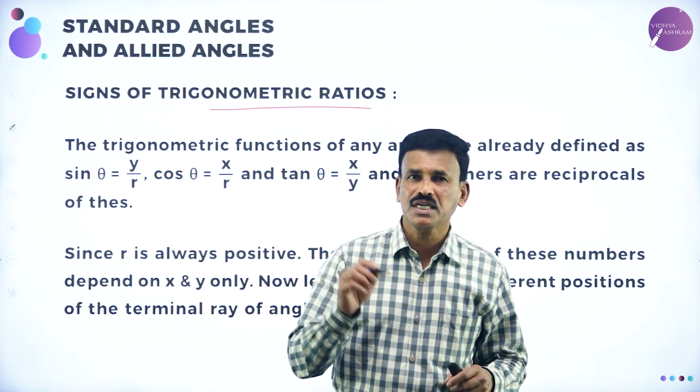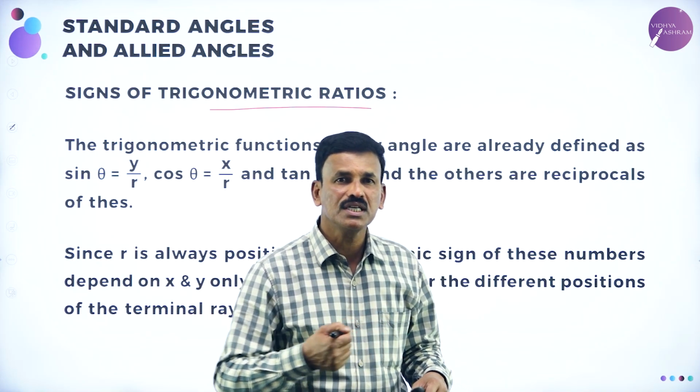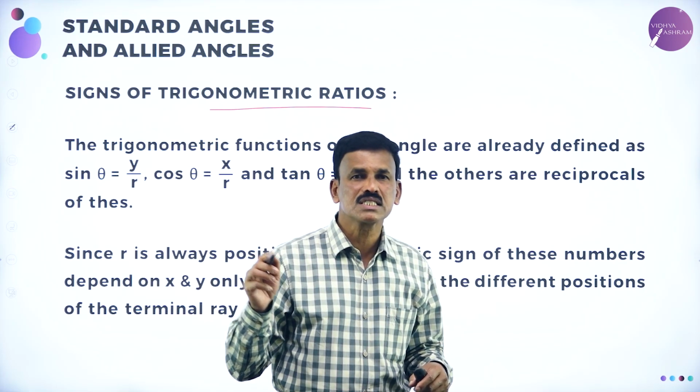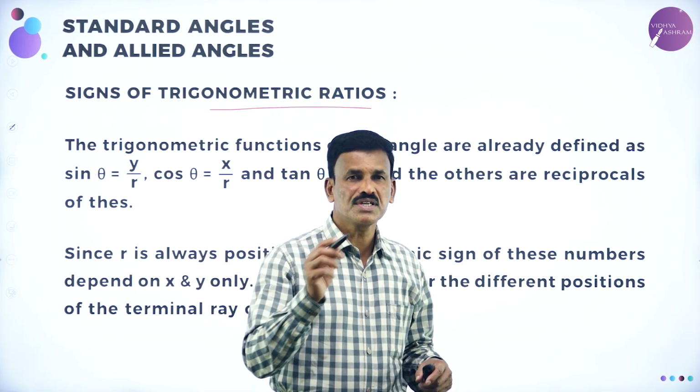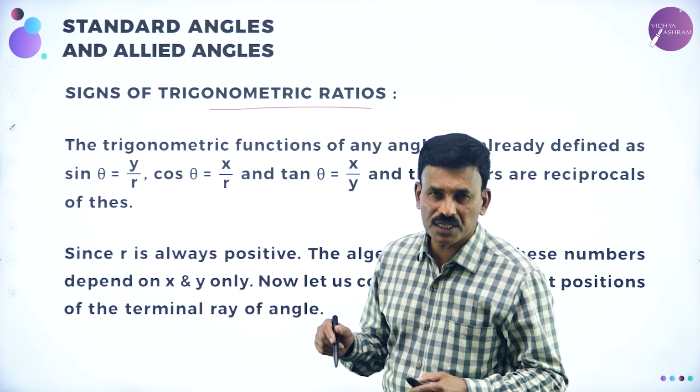You know 0 to 90 is the first quadrant, 90 to 180 is the second quadrant, 180 to 270 is the third quadrant, 270 to 360 is the fourth quadrant. So in the first, second, third and fourth quadrants, what are the signs of all these trigonometrical ratios?